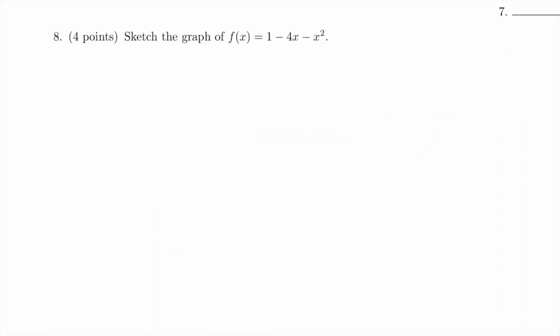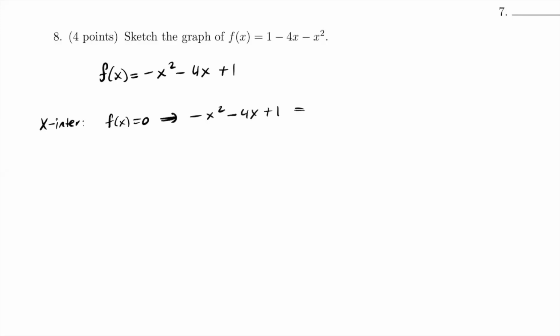For number 8, we're going to sketch this quadratic. So I'm going to rearrange the terms. So f of x is equal to negative x squared minus 4x plus 1. Let's go ahead and find the intercepts. So the x-intercept is when the function is equal to 0. So we have f of x equals 0. That would give us negative x squared minus 4x plus 1 equals 0.